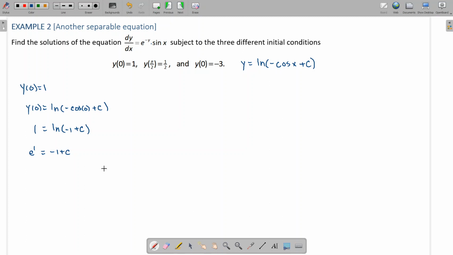You can think of that as just being the definition of a log, or we came back here and exponentiated both sides, and using the inverse properties, those would have canceled. So then we just add this over, you get e plus 1 is equal to c. So for this case, we end up with the solution of y is equal to ln of negative cosine of x plus e plus 1. That would be the solution for this initial condition.